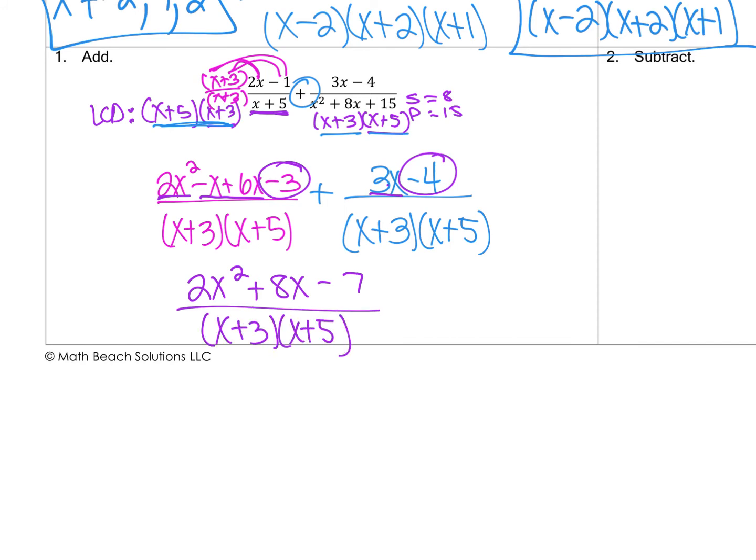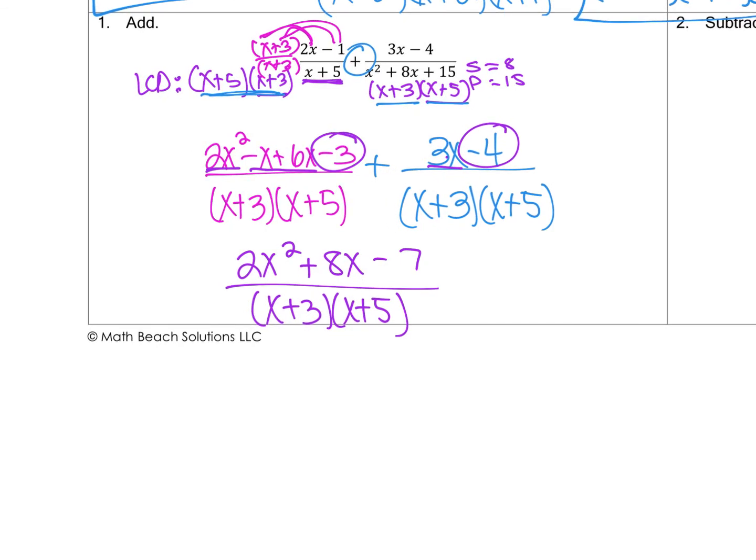Remember, at the end, you need to check to see if you can factor the numerator. It's a trinomial that does not have a GCF, so sum is 8, product is negative 14. Notice those are your factors of negative 14. None of them add to 8, so you cannot factor the numerator.